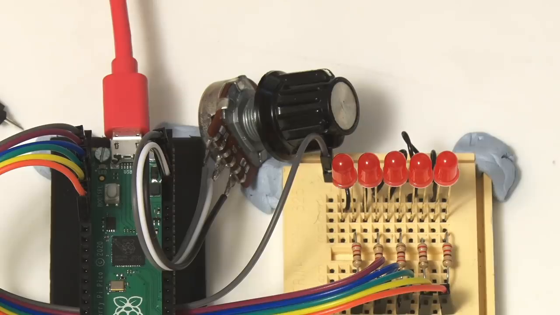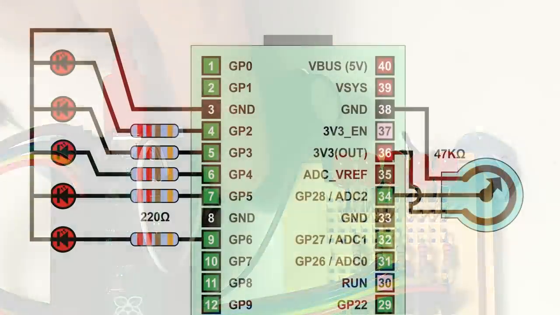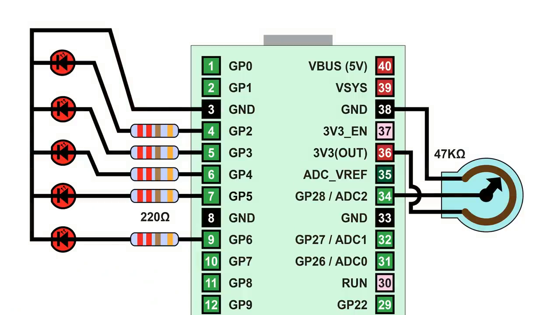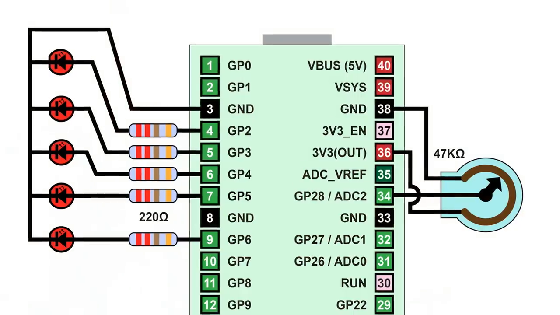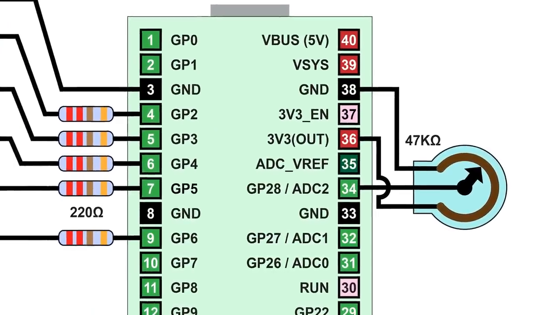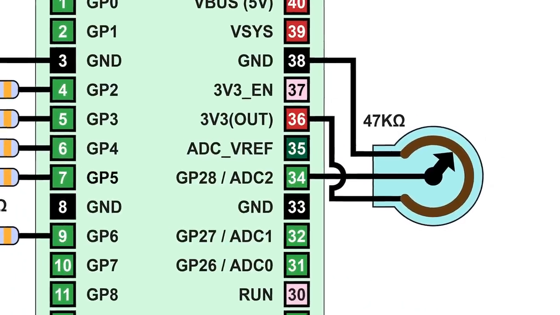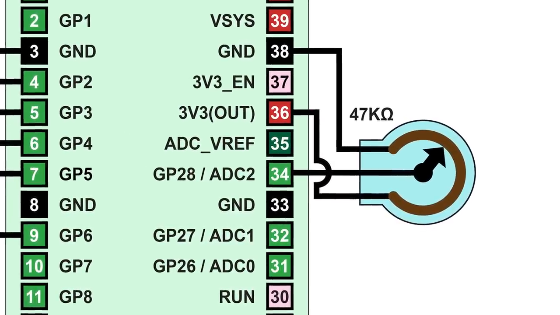Right, I've now removed the switch and wired in the potentiometer with its outer pins connected to 3.3 volts and ground. And this allows it to act as an adjustable voltage divider that will deliver somewhere between 0 and 3.3 volts to GP28 on the Pico, depending on the potentiometer's rotation.